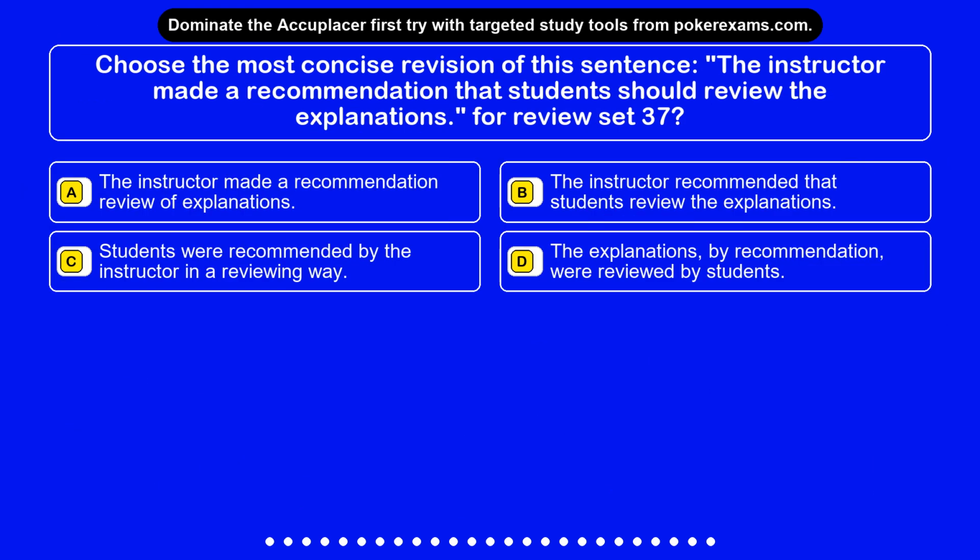Question 22. Choose the most concise revision of this sentence. The instructor made a recommendation that students should review the explanations. For review set 37. Option A. The instructor made a recommendation review of explanations. Option B. The instructor recommended that students review the explanations. Option C. Students were recommended by the instructor in a reviewing way. Option D. The explanations, by recommendation, were reviewed by students.